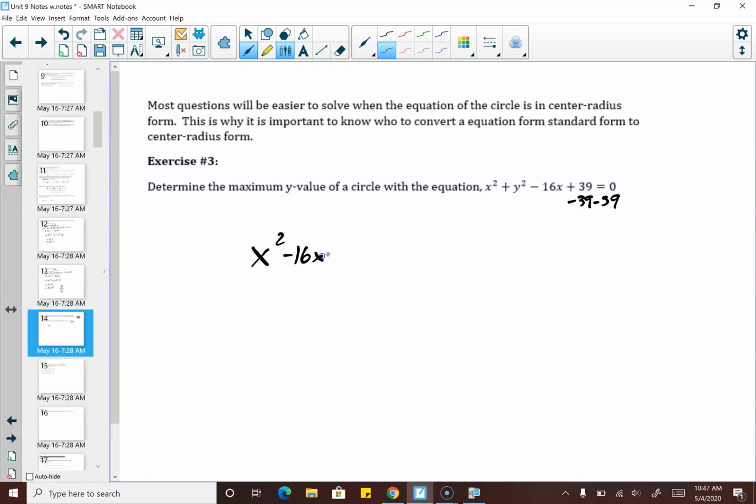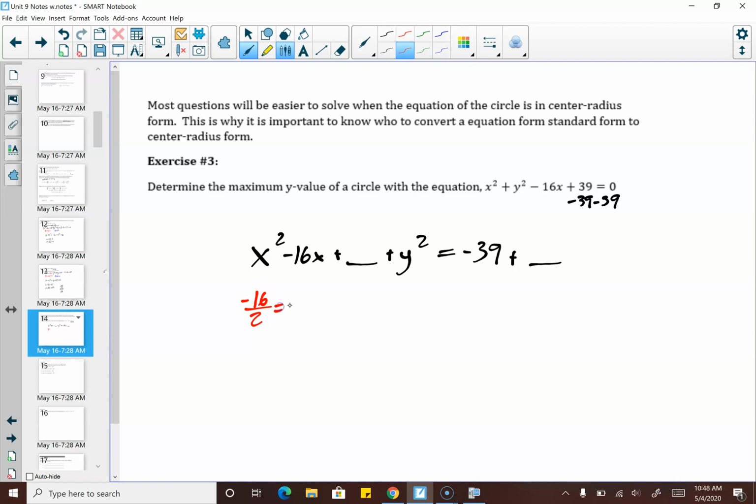So x squared minus 16x plus a line, then plus y squared. Now notice, there is no other y term. That actually makes this process a little bit easier because we don't have to complete the square for y. Now, how many lines do I have on the left? Since I only had to put one line on the left, I'm only going to put one line on the right. So now all I have to do is complete the square for the x's.